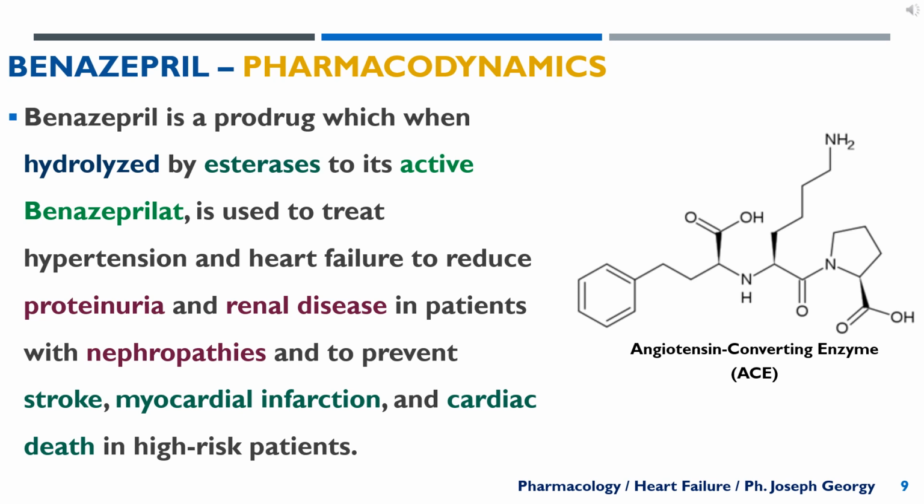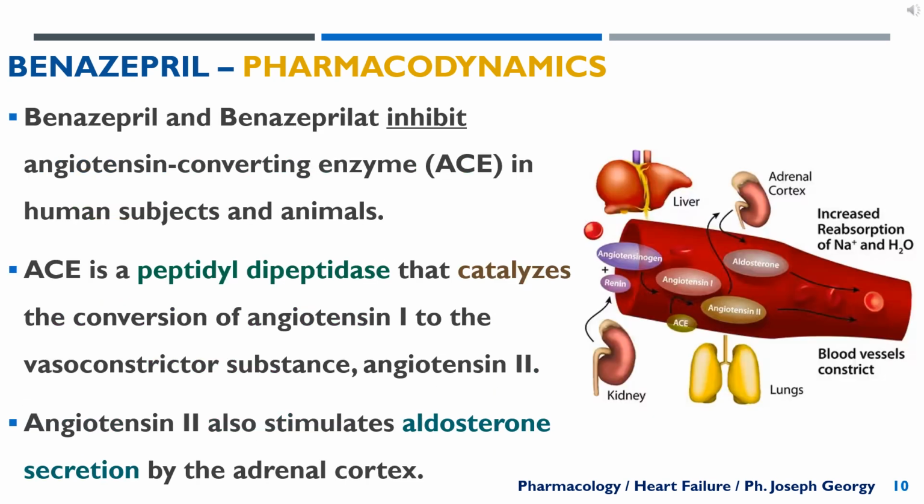Benazepril actually is a prodrug which, when hydrolyzed by esterases to its active benazeprilate, is used to treat hypertension and heart failure, to reduce proteinuria and renal disease in patients with nephropathies, and to prevent stroke, myocardial infarction, and cardiac death in high-risk patients. Benazepril and benazeprilate inhibit angiotensin-converting enzyme in human subjects and also in animals.